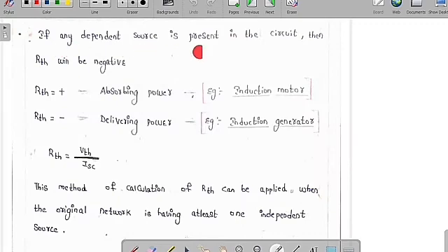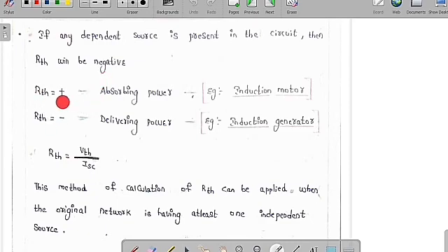If any dependent source is present in the circuit, then RTH will be negative. Suppose a network has dependent sources; then by using the external source method we get the RTH, and definitely that RTH will be negative.